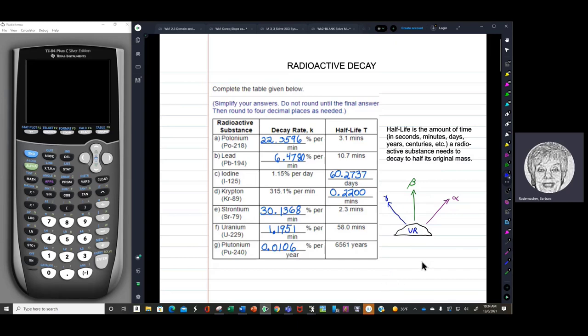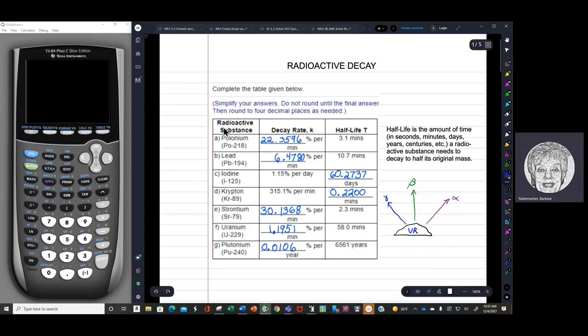And that's what makes them so dangerous, is that those particles cause damage to our cells. And that can result in cancer, and often does result in cancer. On the other hand, radioactive particles are also used to destroy cancer cells. So that's pretty good. That's what radiation treatment is.